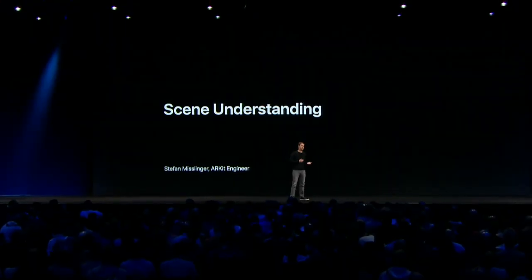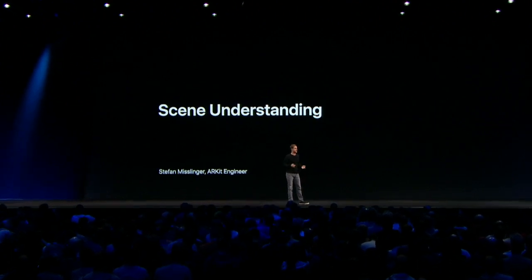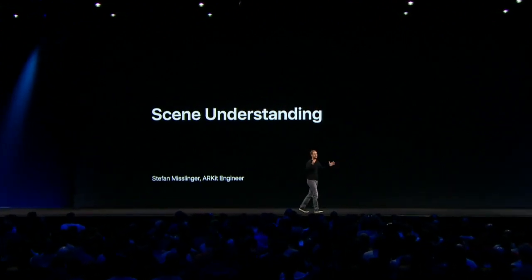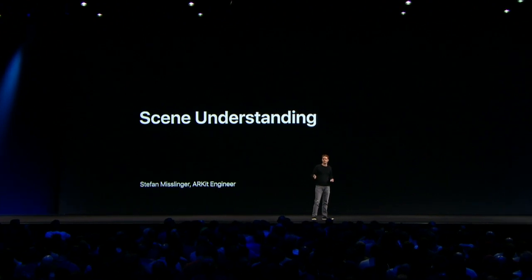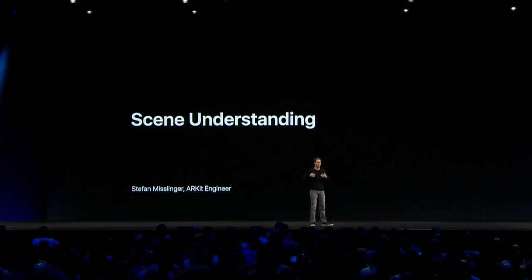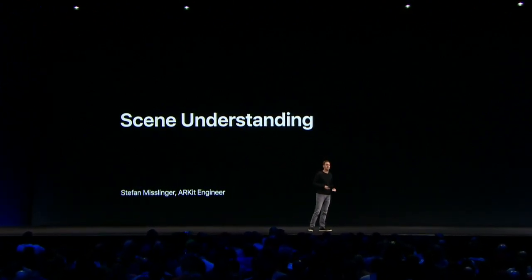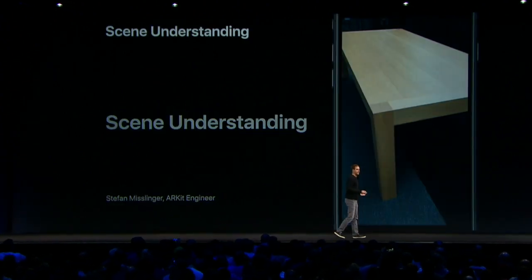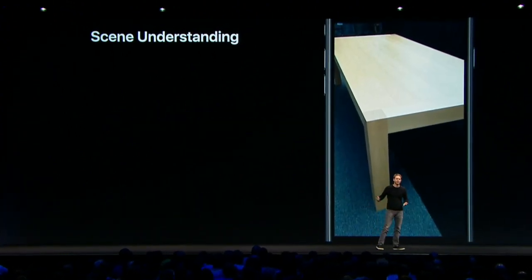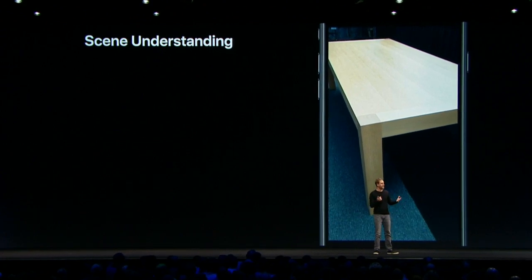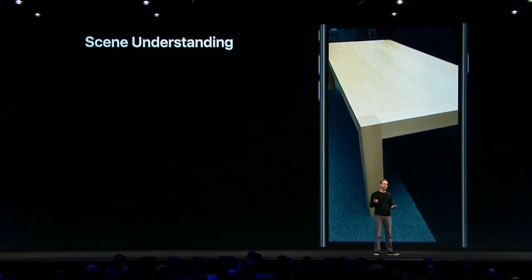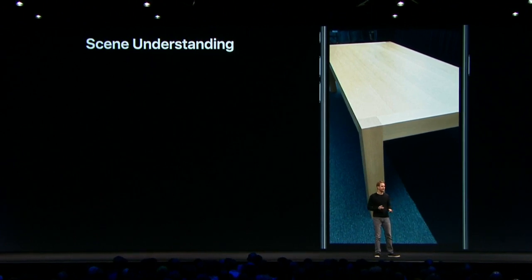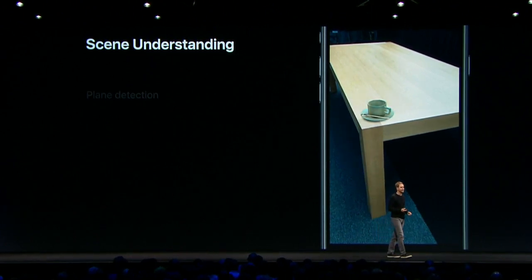The goal of scene understanding is to find out more about our environment in order to place virtual objects into this environment. This includes information like the 3D topology of our environment, as well as the lighting situation, in order to realistically place an object there. Let's look at an example of this table here. If we want to place a virtual object onto this table, the first thing we need to know is that there is a surface on which we can place something. And this is done by using plane detection.